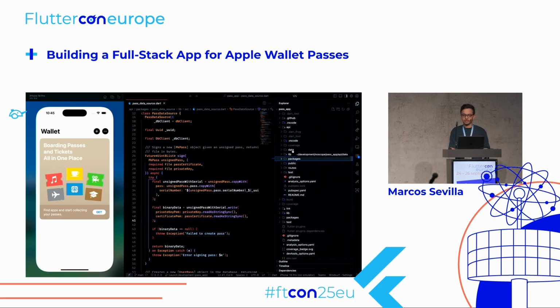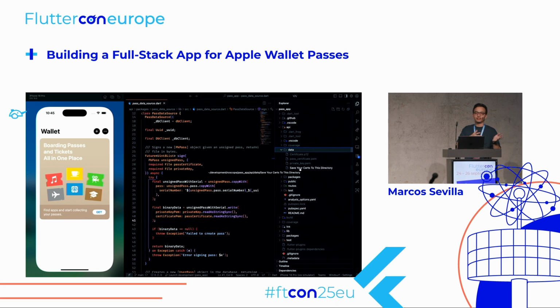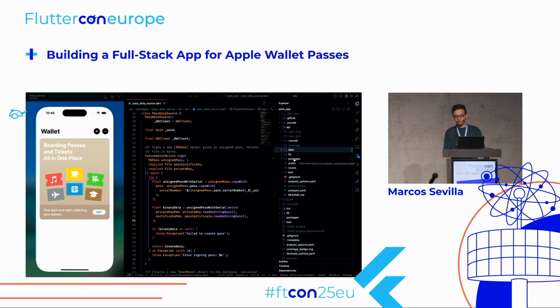And for example, for the Dartfrog project, I have a folder called data. On the public project, I just have a note to save your certificates to this directory, and you can check them here. I have my private key. I'm not going to open it. I have the certificate, the pass certificate, and those are the files that we're going to read and then pass to the pass data source.